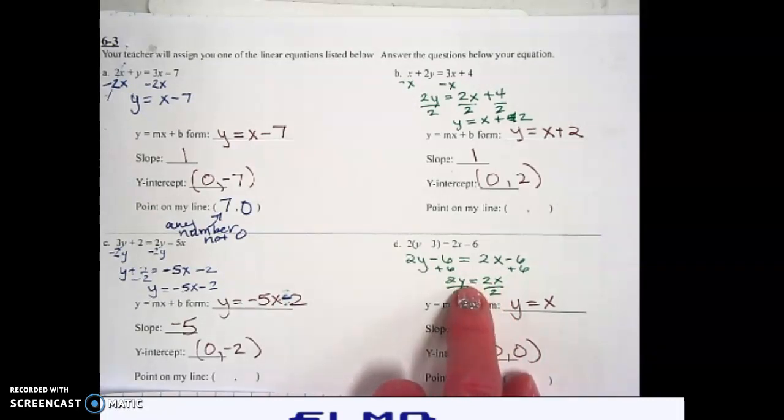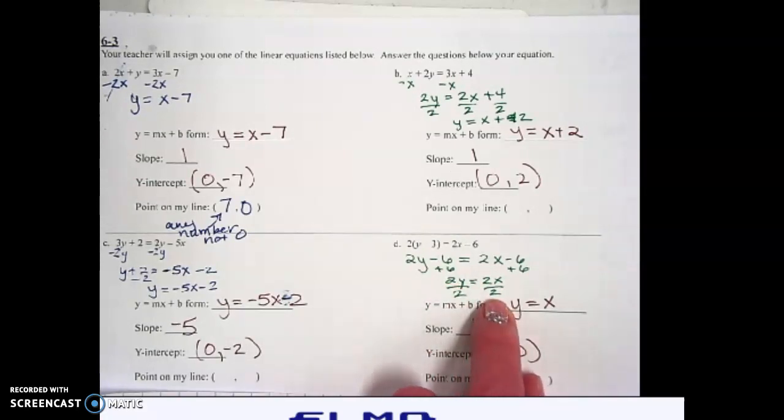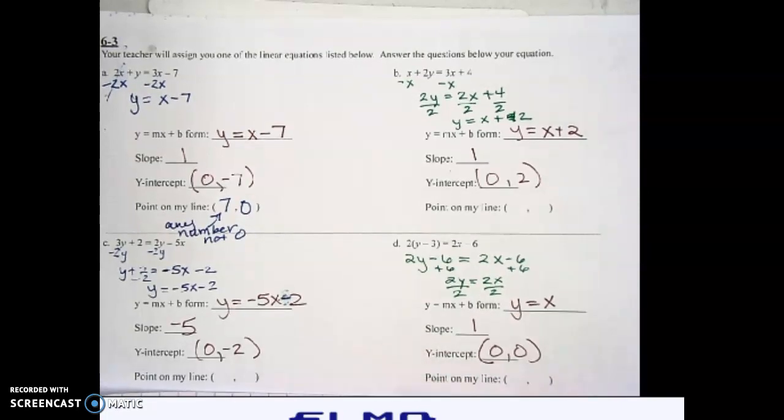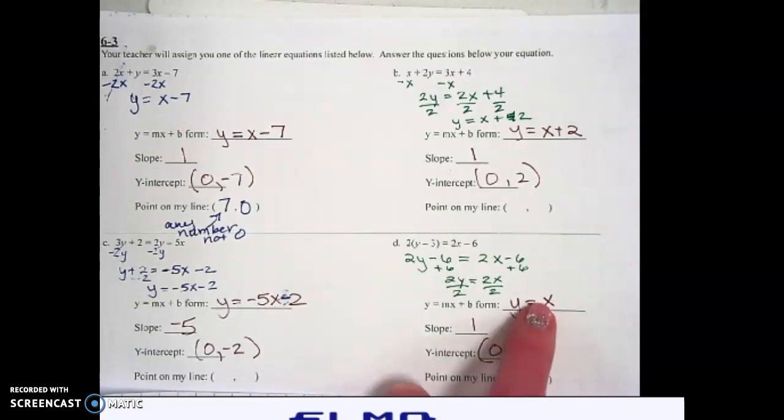Then to get the y by itself, the y is being multiplied by 2. So you divide by 2, which means you have to divide both sides by 2. And that leaves you with just y equals x. This one's so simple, it almost makes it a little bit tricky. Because it looks like you don't have a y-intercept, but you do. It's at 0, 0. And the slope, there's a 1 there that you can't see.